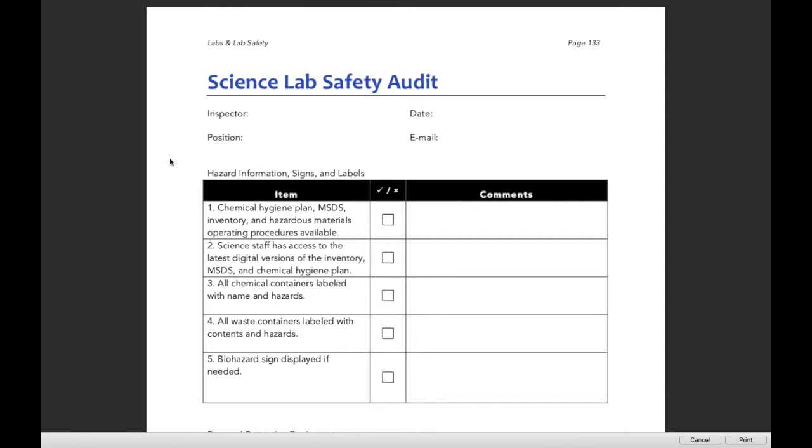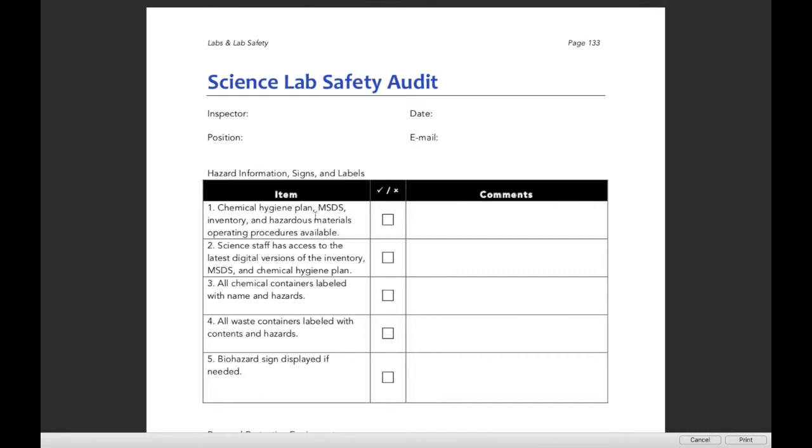But it's just going through and making sure that you have an understanding of what's in your lab, what's in your storeroom, what your safety protocols are as a school, that kind of thing. And so hazard information signs and labels. This is a key one to get done before school starts. Do you have a hygiene plan? You can find those online. I can provide you with one as well.